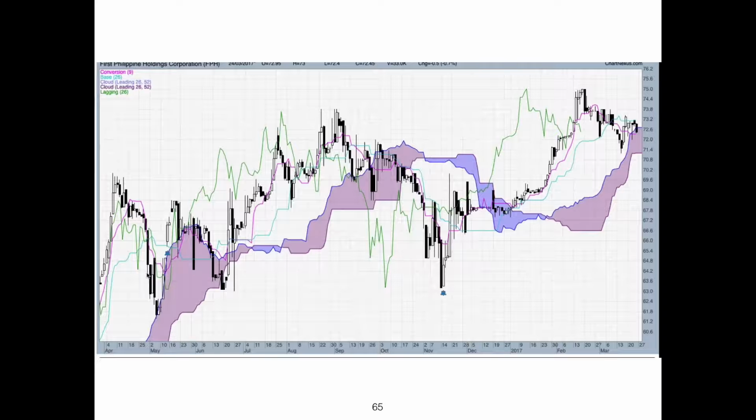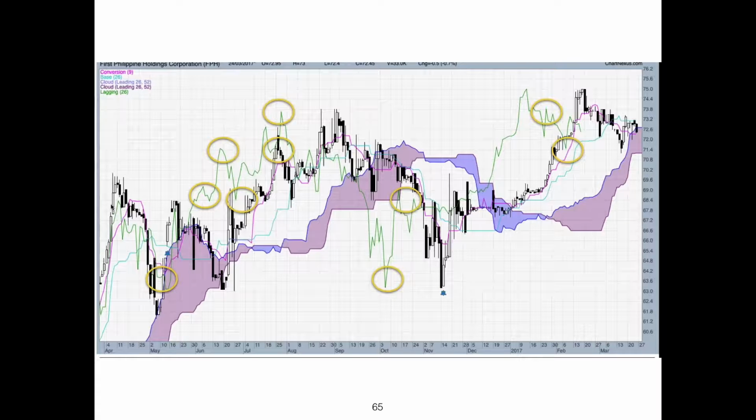Now, another function of the Chikou span is to define ranges. Let's zoom out of the FPH chart. Now, in every price chart, price tends to mark certain areas as its highs and lows. In doing so, it creates price ranges. The location of the common highs and lows make up the highs and lows of the Chikou span.